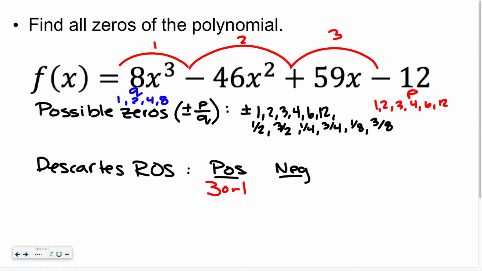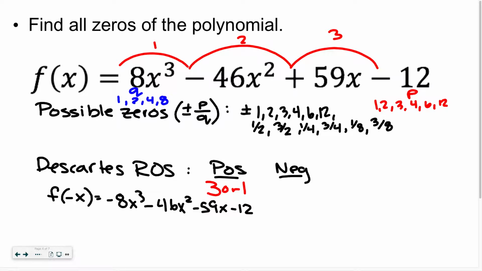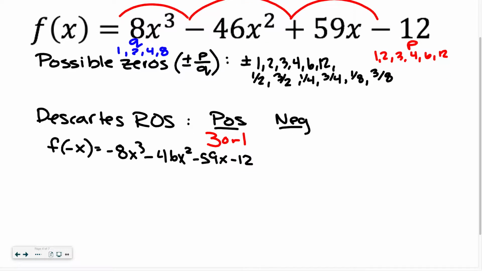Okay, now we're going to do the negatives. Okay, so we need f of negative x. I'm just going to write that down right below. Let's see, that'll be negative 8x cubed, because when you raise a negative x to an odd number, it'll change signs. This will stay minus 46x squared. And then this will be minus 59x, and then minus 12. What do you notice about sign changes in f of negative x? There are 0 of them. Okay. No sign change.